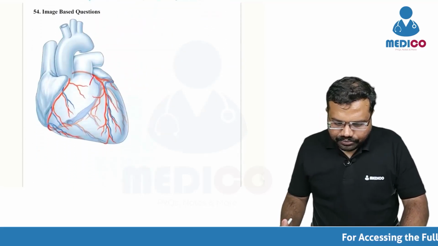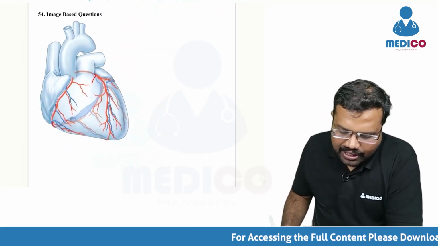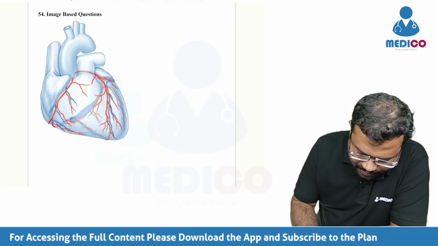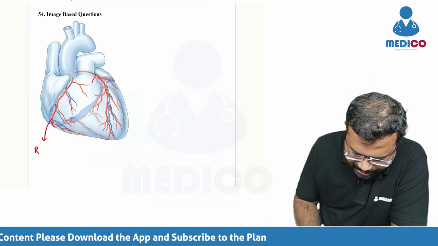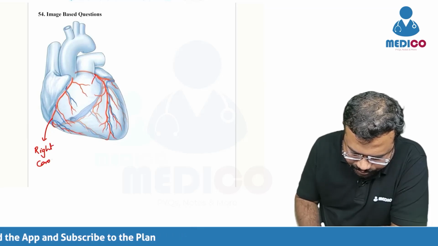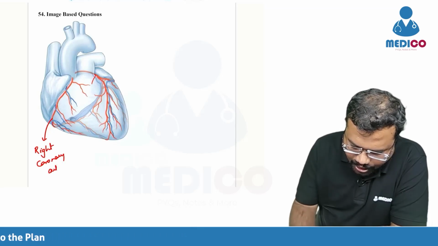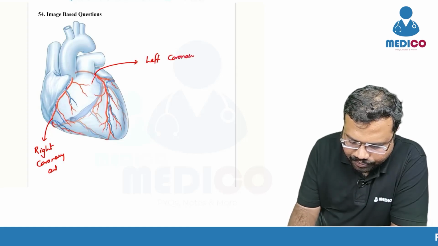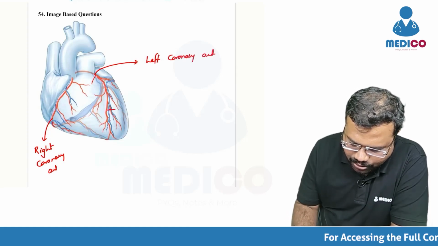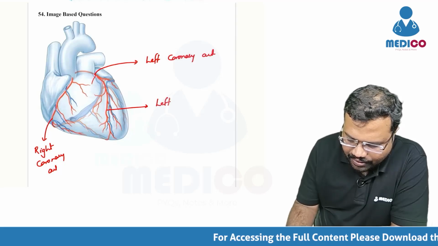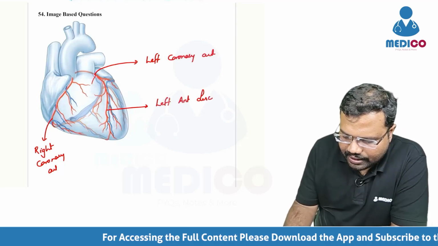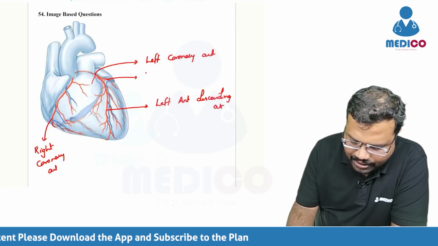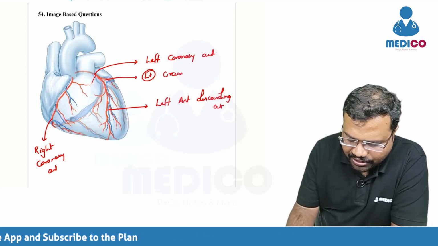Next one. The next image based question is regarding the heart showing different arteries. Now what are these arteries? The artery present towards the right side is called the right coronary artery, and the one running towards the left side is called the left coronary artery. The left coronary artery has two branches. This is called the left anterior descending artery, and this is called the left circumflex artery.